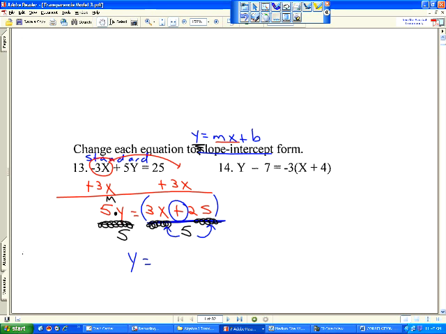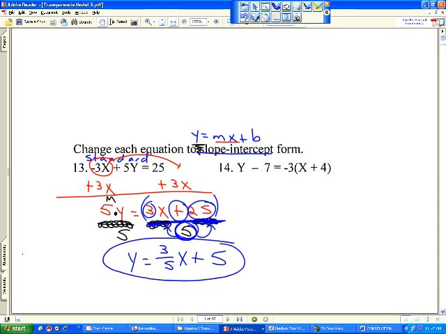And so we get y equals 3 divided by 5, which is 0.6, but we prefer to leave it as a fraction because we're not scared of them, and that is our slope, which means go up 3, right 5, so we like it to be a fraction. And then 25 divided by 5 is 5, and that is our y-intercept. We have gone from standard form to slope-intercept form. Any questions on number 13?